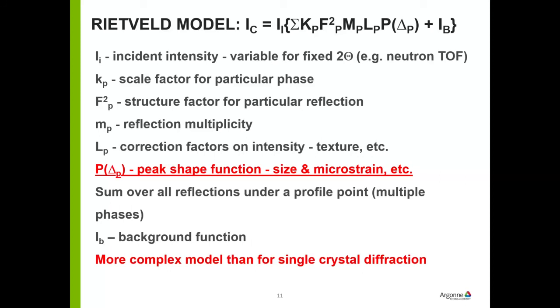But all the terms that he talked about are here. We have the scale factors, the structure factors, reflection multiplicity, the various corrections, which include the Lorentz polarization, the absorption, texture, and all that stuff. I've lumped them all together. The peak shape function, which I'm going to talk about next, and a background function. So all of that goes into the Rietveld refinement model. It's a whole lot more interesting than single crystal crystallography, which only has structure factor. This is a whole lot more fun.